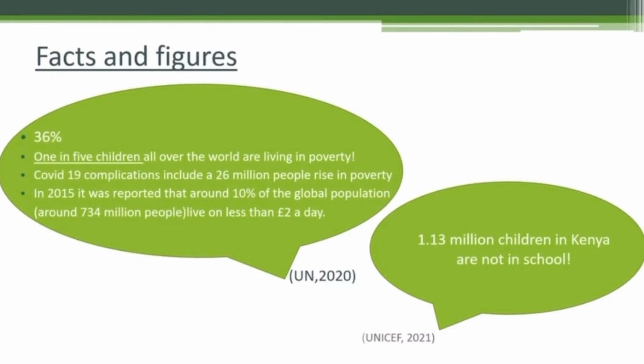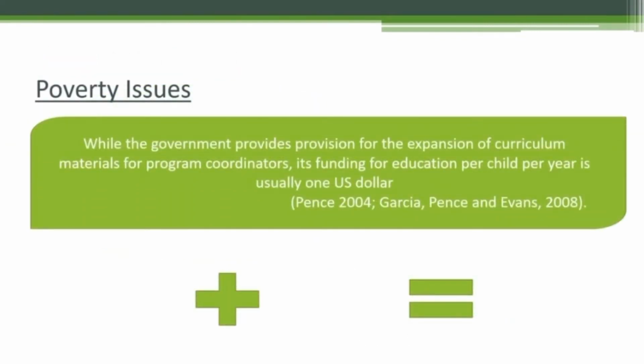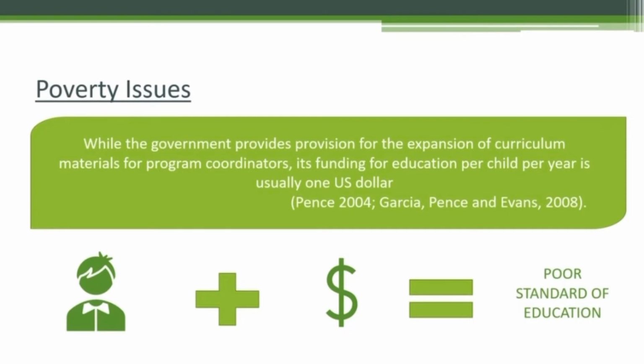Almost 1.13 million children of primary school age are out of school in Kenya, according to a study conducted in 2020. The situation has worsened due to the impact of COVID-19, due to school closures and the higher poverty levels. Due to increased poverty levels in Kenya, the government funding in early childhood education is minimal. While the government provides provision for the expansion of curriculum materials for program coordinators, its funding for education per child per year is usually $1.